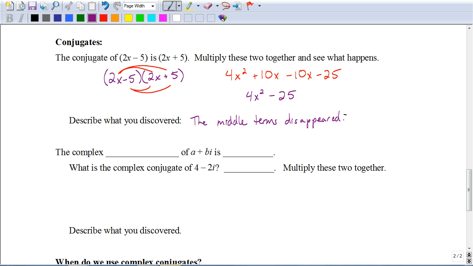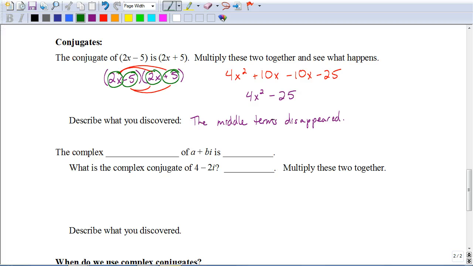And so essentially, if the middle terms are no longer there, we're not worried about multiplying the 2x times the 5. Instead, all we're worried about is multiplying the first two terms, because 2x times 2x gives me 4x squared, and multiplying the last two terms, the negative 5 and the positive 5, because when I multiply those together, it gives me the negative 25.